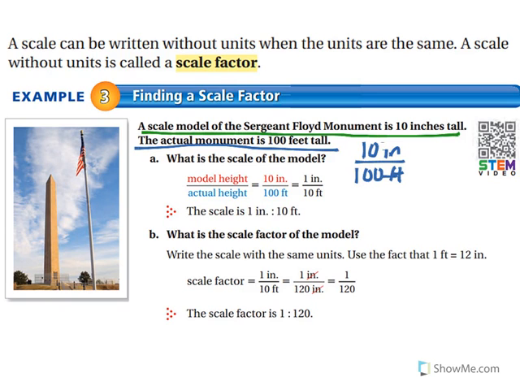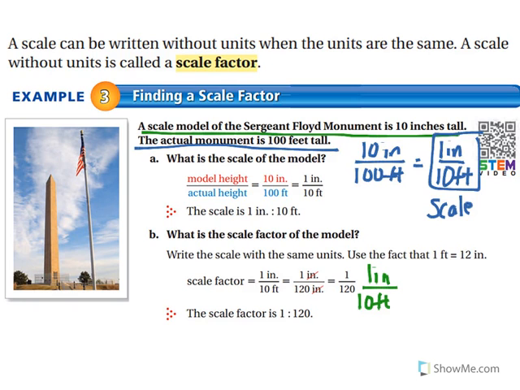We're going to take this information and make it into a scale. So what we want to do is we want to simplify it. So we can divide both 10 and 100 by 10, and we get 1 inch and then 10 feet. And so this becomes our scale, right? So the scale is for every inch, it represents 10 feet. Now the scale factor, what we do is we take our scale, which is 1 inch, 10 feet.